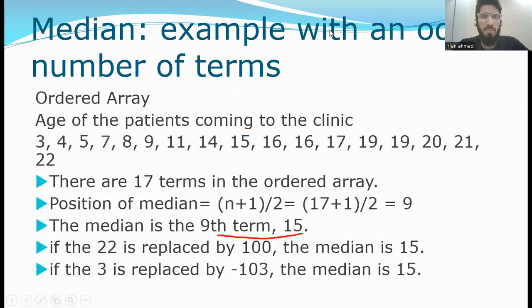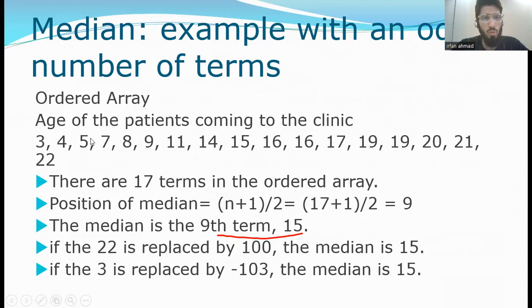Median: this is an example of an odd number of terms. Odd number of terms means there are 17 items in the order. These are 17, so it is odd. If it's odd, then you have a procedure to find the median: this formula, n plus 1 divided by 2. N is the total number of observations, which is 17. So 17 plus 1 is equal to 18, divided by 2 is equal to 9. So the ninth number is your median.